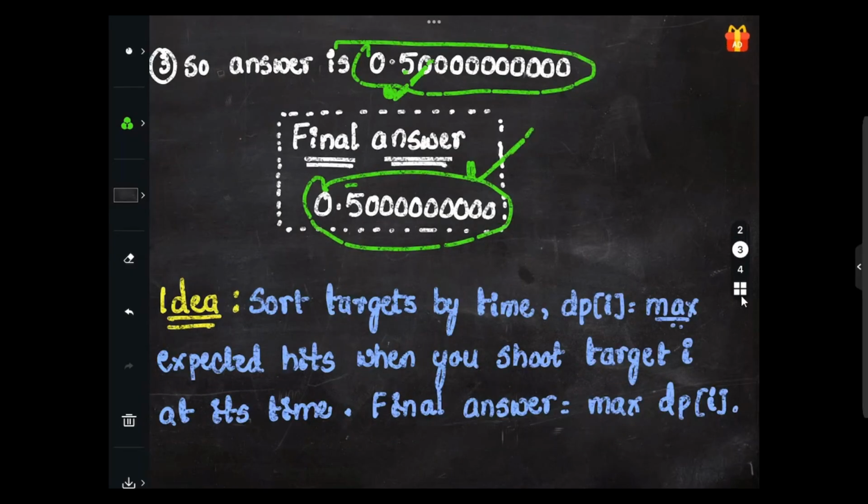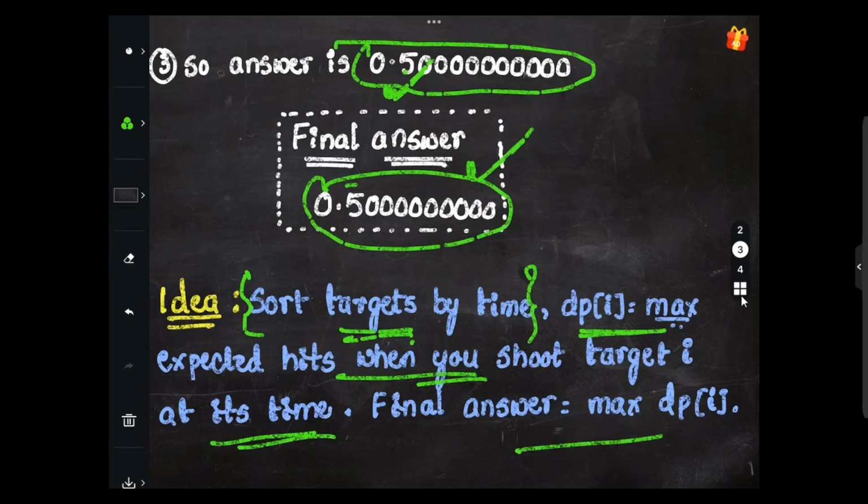So let's discuss the idea before hopping into the complexities part. What is the idea basically? We will be sorting the targets by time, so just remember we'll be going with the sorting as well. Based on the time we'll be sorting the targets. So dp of i equals the maximum expected hits when you shoot target i at its time. Therefore the final answer will be equivalent to the maximum dp of i. You'll get to know this when we write the code. So this is the basic idea.